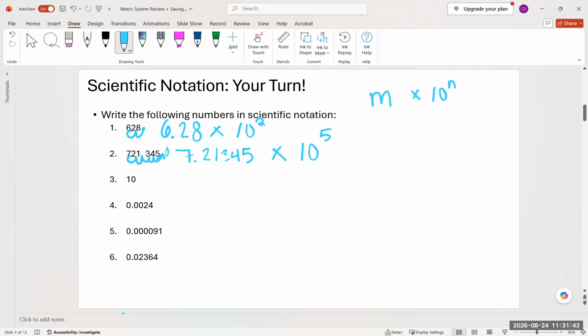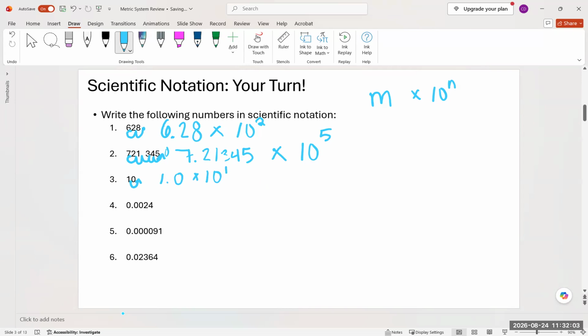All right, so number 3 is 10. So again, we write 10 as 1.0 times 10 to the something. Well, if I have to put my decimal here, I need to move it 1 place to the right in order to get it where it wants to be. So that would be 1.0 times 10 to the 1.